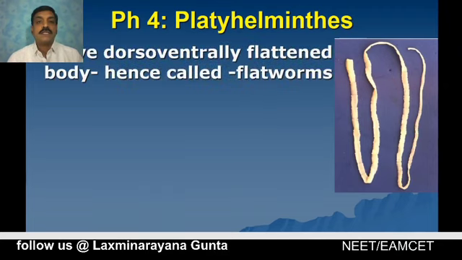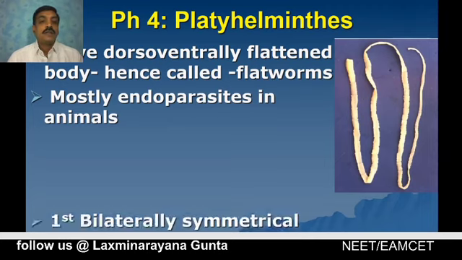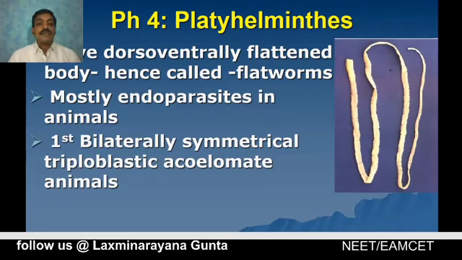Platyhelminthes, the name itself indicates the flatness. They have a dorso-ventrally flattened body, hence they are called flatworms. Mostly they live as endoparasites in animals, including human beings. These are the first bilaterally symmetrical triploblastic acoelomate animals.